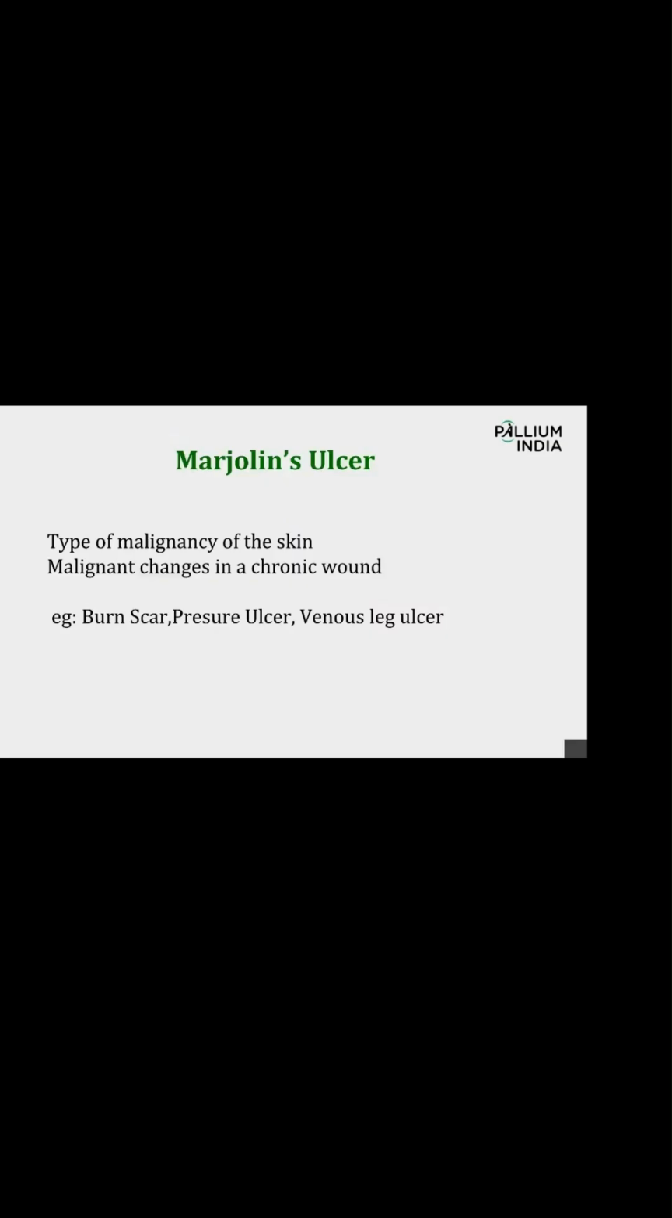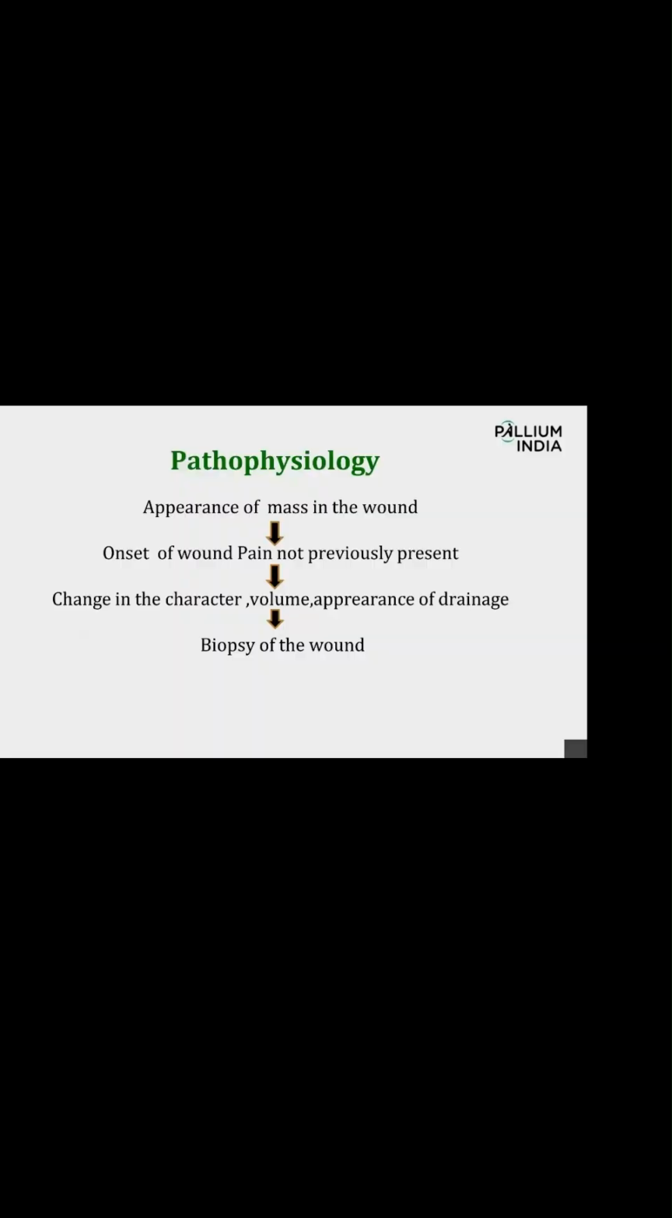Marjolin's ulcer. In the definition itself, I told you some ulceration and proliferative growth will appear on the malignant wound. So the ulceration process plus proliferative growth leads to Marjolin's ulcer. It is one type of malignant wound. You can see the definition in the slide: a type of malignancy of the skin, malignant changes in a chronic wound.